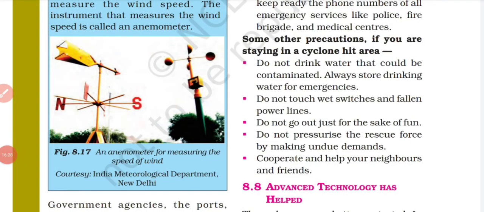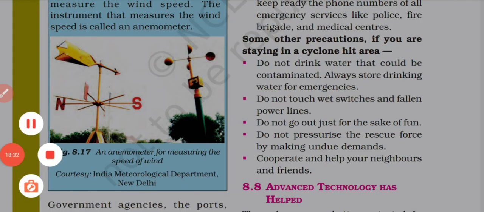Now some other precautions. If you are staying in a cyclone-hit area, do not drink water that could be contaminated. Always store drinking water for emergencies. Whatever water is contaminated, don't try to drink it. Always store pure water for drinking purposes. Do not touch wet switches and fallen power lines. Whatever switches are wet and whatever power lines have fallen down, do not try to touch them.